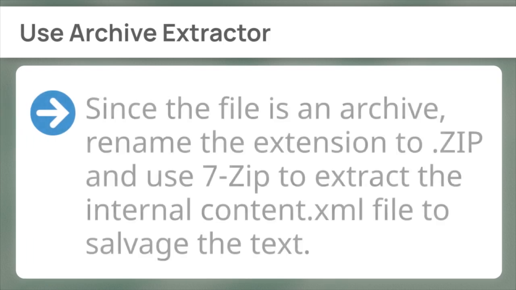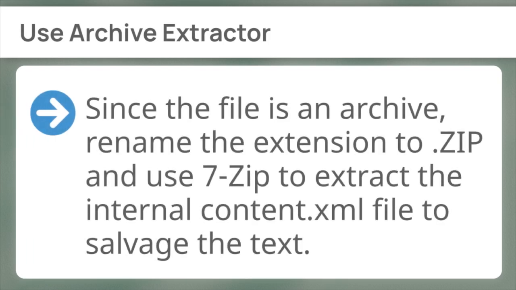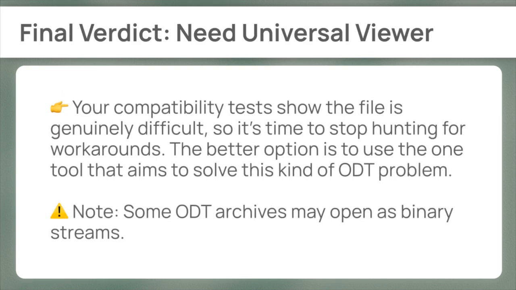Finally, use Archive Extractor. Since the file is an archive, rename the extension to .zip and use 7-zip to extract the internal content, XML file to salvage the text. If your ODT file resisted every application on your machine, you need software designed to ignore compatibility errors. That's the kind of tool we move to next to try and fix this ODT issue.